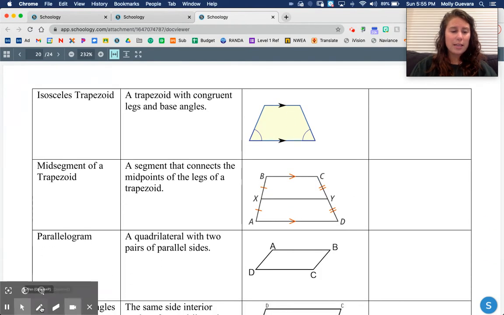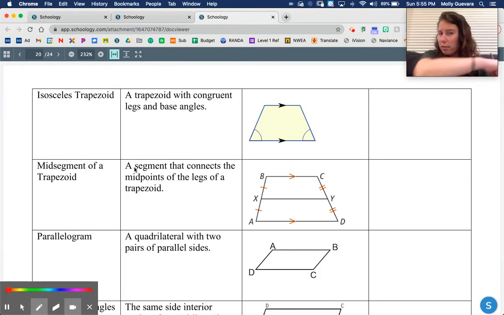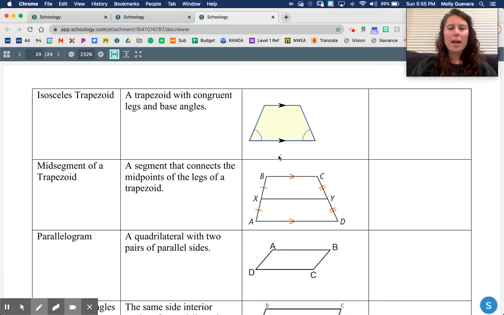Okay, the next one is an isosceles trapezoid. And remember that isosceles just means two sides are the same length. So in an isosceles trapezoid, you still have to have your bases, right? Like B1, B2. But in an isosceles trapezoid, the two sides are the same length.